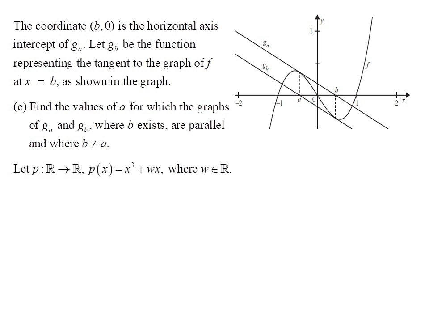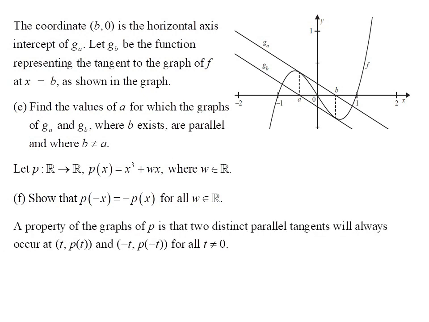Now, let the function p of x equals x cubed plus wx, where w is a real number. Part F is to show that p of negative x equals negative p of x for all w. A property of the graph of p of x is that 2 distinct parallel tangents will always occur at coordinates (t, p(t)) and (negative t, p(negative t)) for all t not equal to 0.